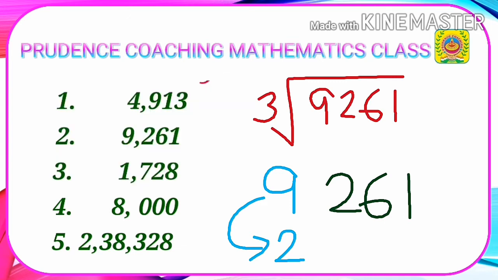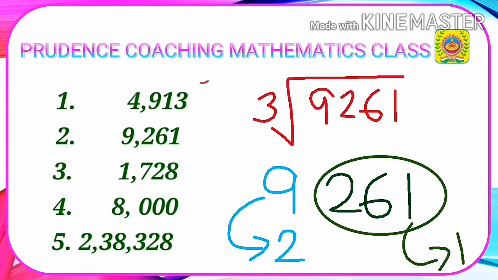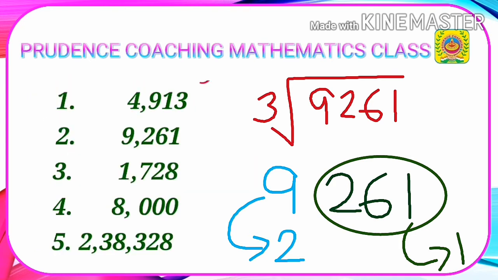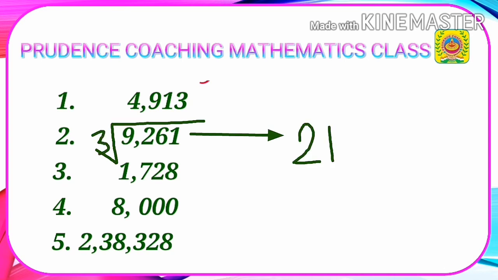Now we will see the last 3 digits. There we have 261, and the last digit of 261 is 1. So we know the last digit of the cube root of a number ending in 1 is 1. So we will write 1. So our final answer will be 21.